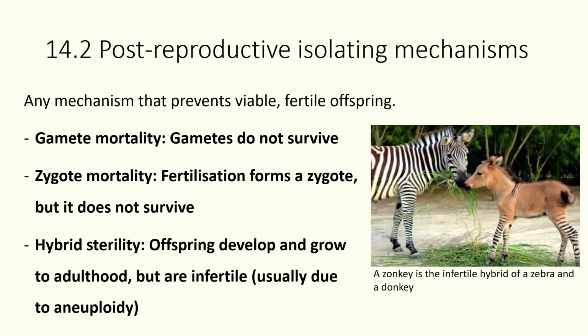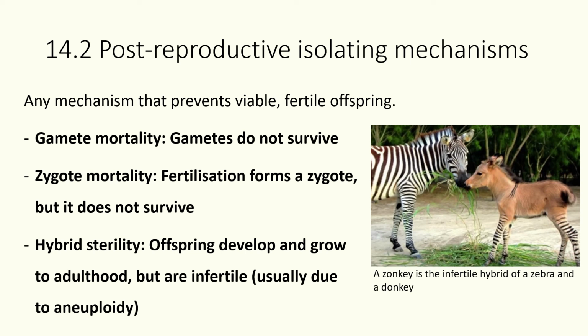If we look at the next one, okay, so fertilization has occurred. The sperm has met the egg, successfully fertilized it, but then the zygote doesn't survive from there. So something happens, it just doesn't develop any further. And that could be through any number of different biochemical processes. And then lastly, we've got hybrid sterility. So the offspring develop and grow, so we can actually have offspring result, but they're infertile and they won't be able to breed and pass on their own genes.